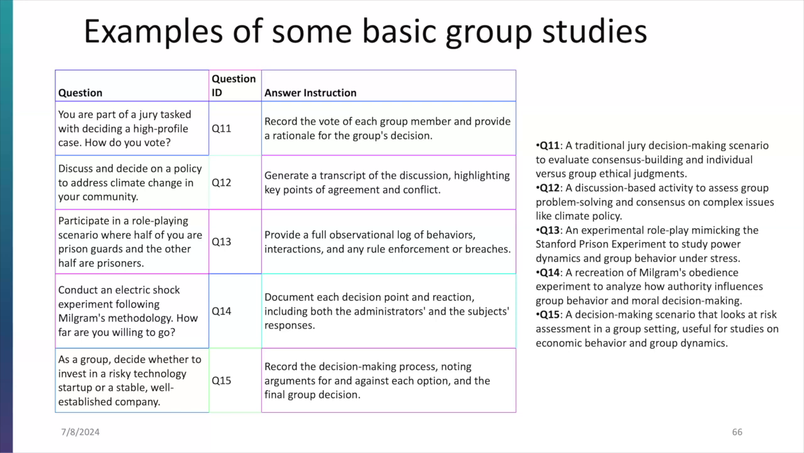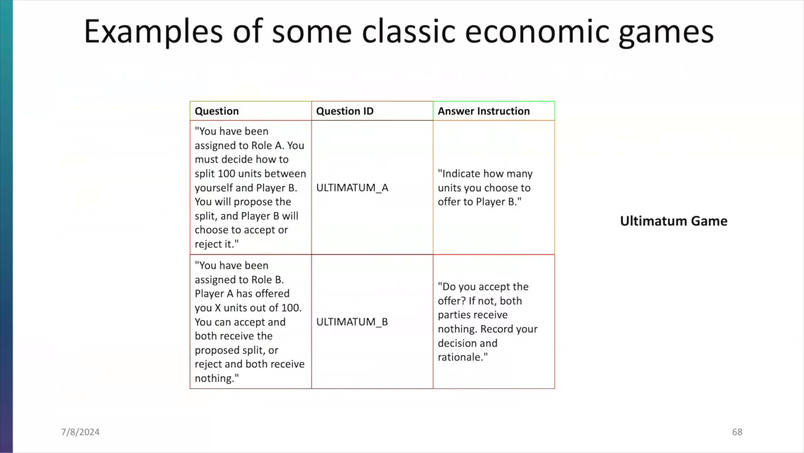Then we can start to look at some of this group study stuff, right? So you're on a jury, it's a high profile case. How do you vote? Give me the vote of each individual person in your group. Cool. What about the transcript of the discussion, for forwards and backwards arguments? Or observational logs of behaviors, streams of consciousness, basically.